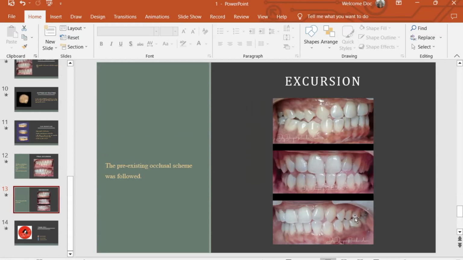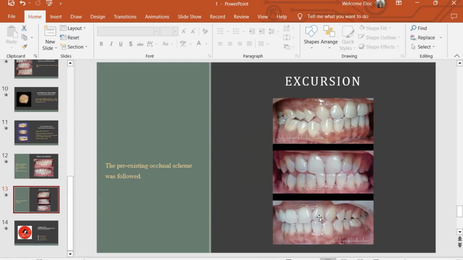And similarly over here. So when you are giving the patient a single crown, it is not possible to drastically change the occlusion and completely convert the patient from group function to canine guided. It's not possible. So the best thing to do to avoid fracture of the crown and to avoid further damage to any of the other teeth is to just follow the pre-existing occlusal scheme, and the same thing was followed here too. So we just went ahead with group function in excursion, but the point is I tried to give a balance.